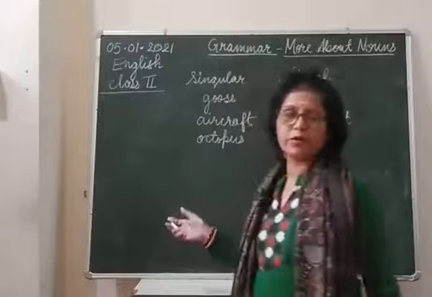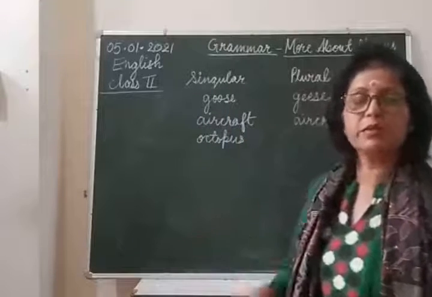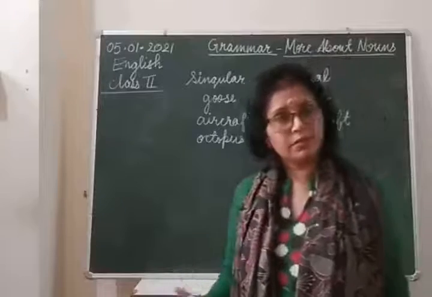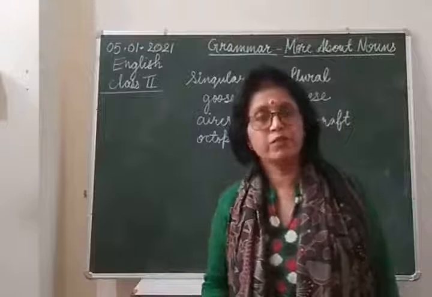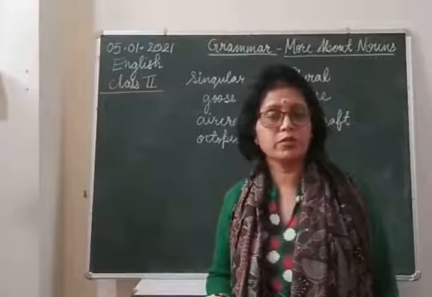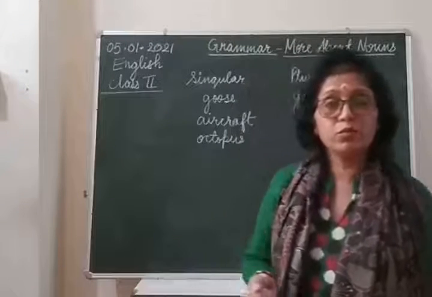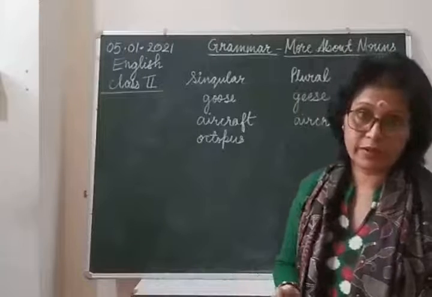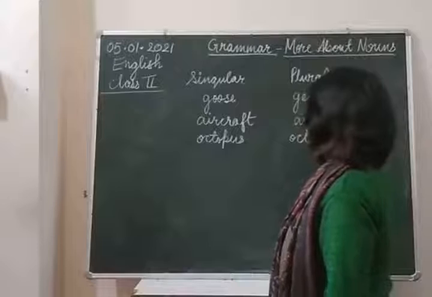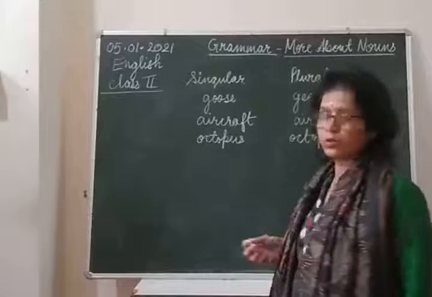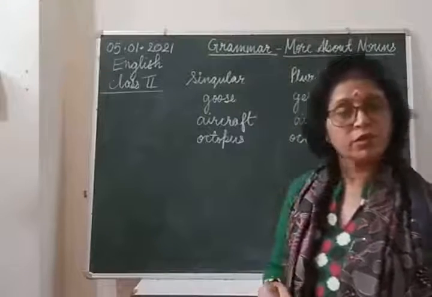Then word is octopus. Octopus is a water animal. So one octopus is called octopus, and if there are more than one octopus, then the plural is octopi. O-C-T-O-P-I. Octopi. Octopus, octopi.